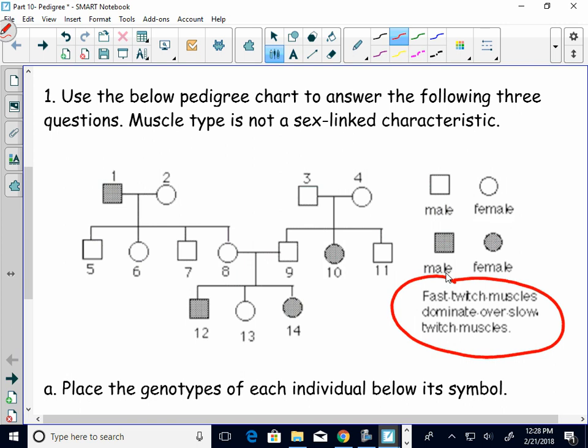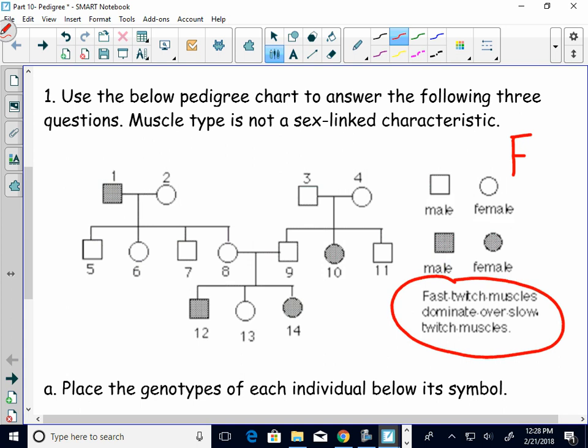So, we're going to say that capital F is fast twitch, so lowercase f would be slow twitch. Now, as I look at this pedigree, it says that it is not sex-linked. So do I need to worry about putting X's and Y's? No, I do not.